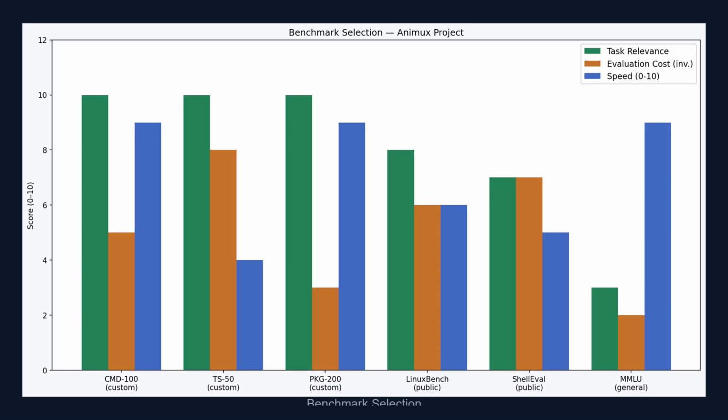TS50 and Linux Bench are relatively inexpensive, while human evaluated benchmarks carry higher costs. The takeaway here is that there is no single best benchmark. The right choice depends on what you're optimizing for. For this project, the domain-specific suites give you the signal that matters most, and the generic benchmarks serve as sanity checks rather than primary gates.